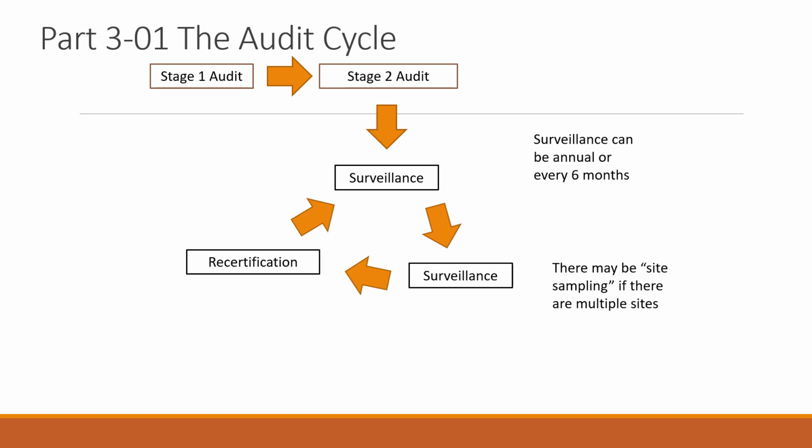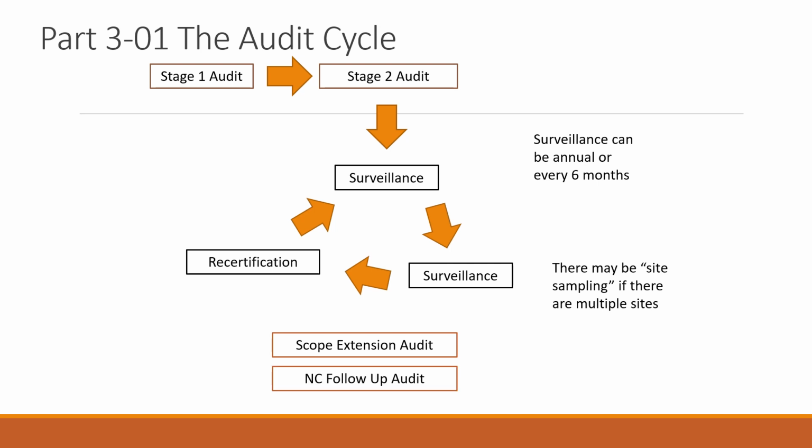There may be site sampling. If you work in a place that has multiple sites, they don't all have to be audited in every surveillance audit. There can be site sampling done. A couple more kinds of audits. There's a scope extension audit. What that is, if you need to add a location or to extend your scope to some other activity, you can do that. And also there's a nonconformance follow-up audit. This is the kind of audit you don't want. If you get a major nonconformance, your auditor comes back in to visit you to verify that the corrective action was effective.